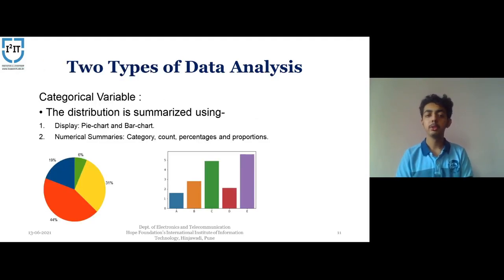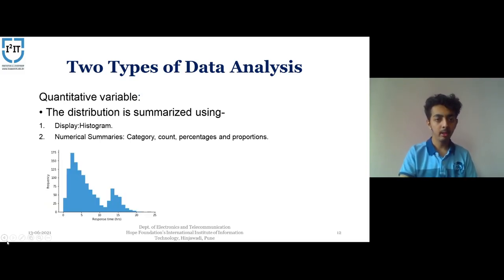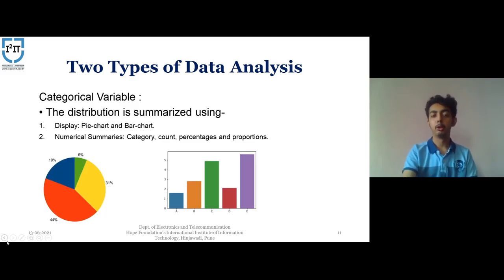So there are two types: categorical variable, which can be displayed by pie chart and bar chart, and the numerical summaries will be given as category, percentage, and proportions. The next type is quantitative variable, which can be displayed by histogram. Numerical summaries will be given by categories, percentage, and proportion, just like categorical.